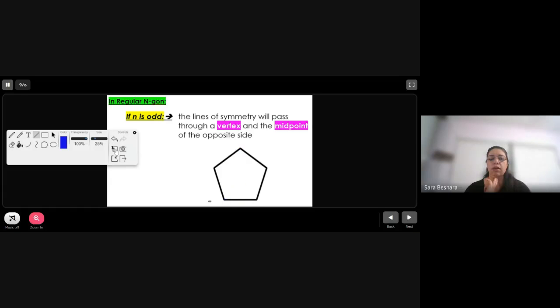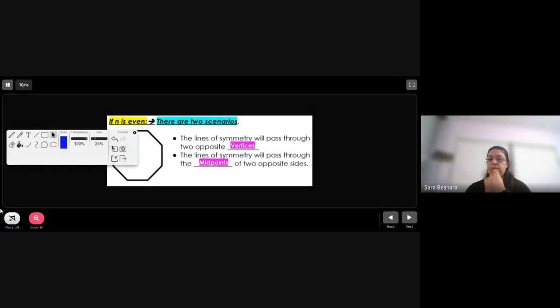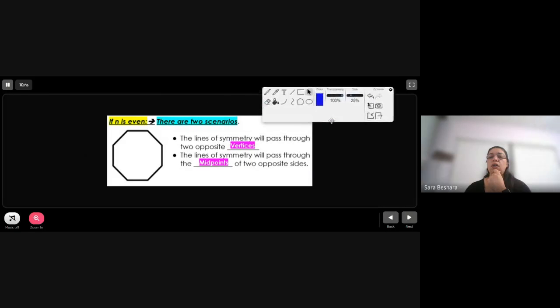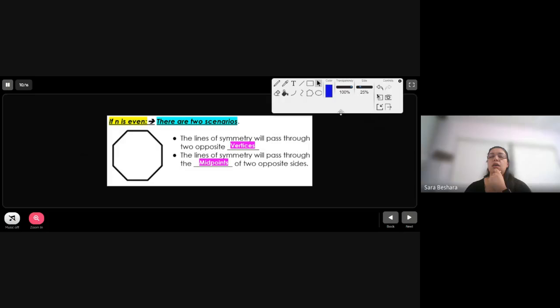Okay, so again, when it's odd, your lines of symmetry must be through a vertex and a midpoint. All right, what about if it is even? Well, the even, I call it the lucky scenarios because it gets both. So the lines of symmetry can pass through two vertices, or a midpoint and an opposite side, or two midpoints.